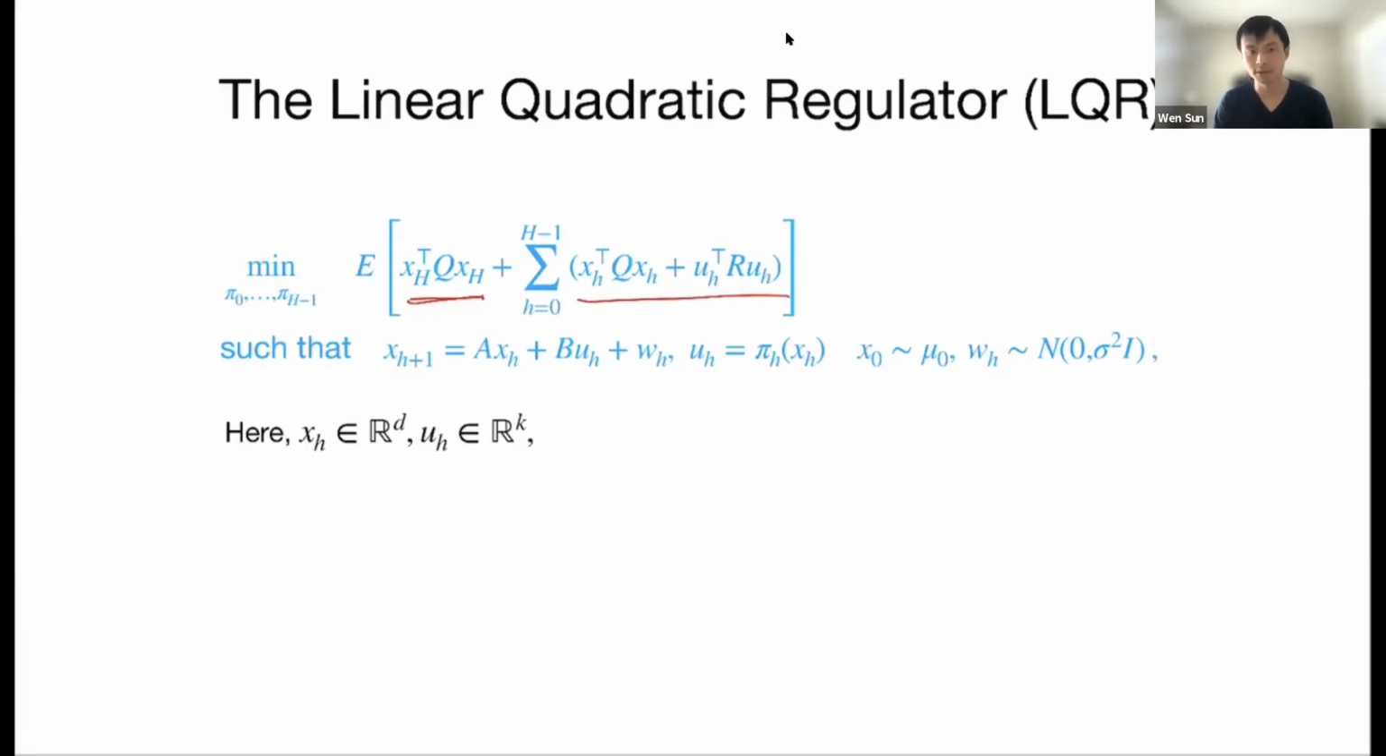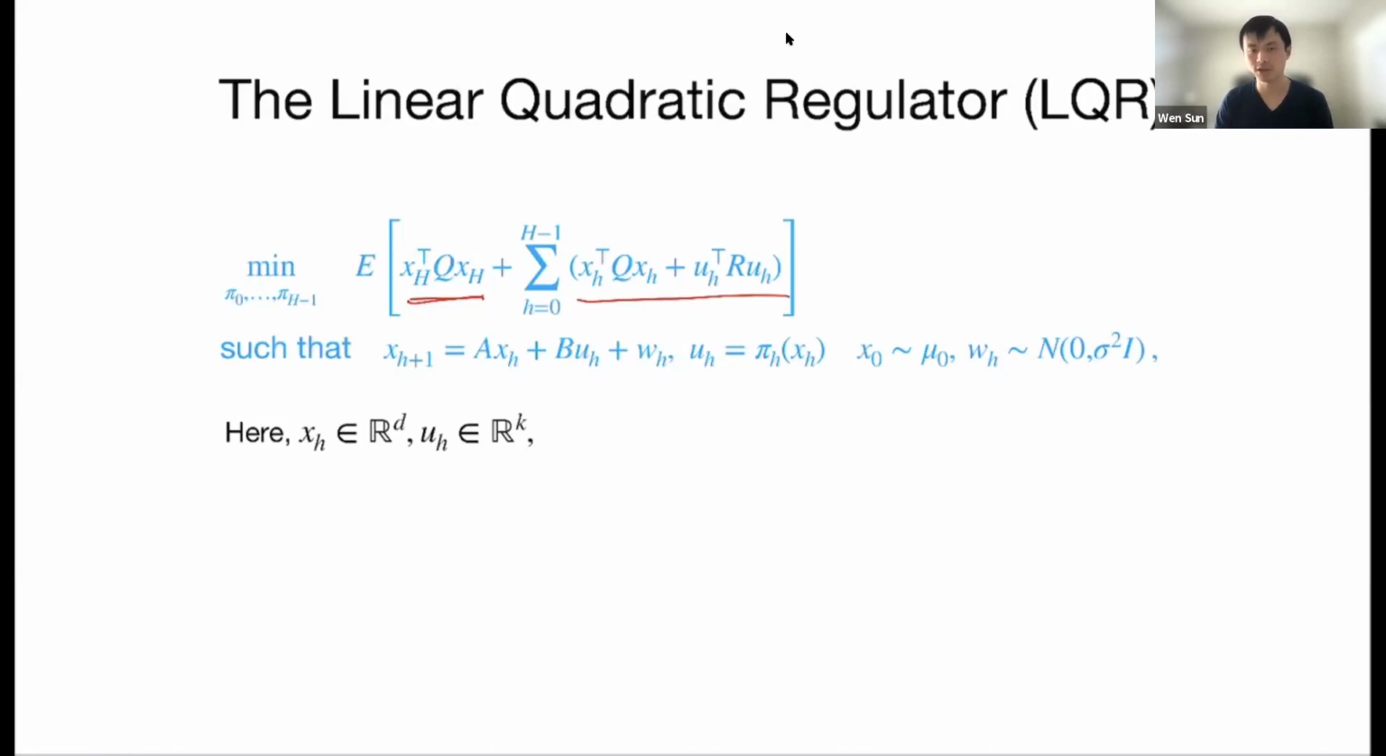Think about the problem as you're trying to control the robot to move to a goal position, which is indexed by 0. You're trying to move to the center of the state space. So you penalize the deviation from the robot's current state to the goal, which is the 0 vector.